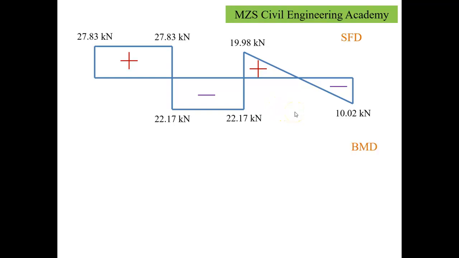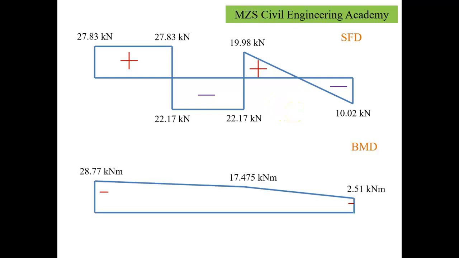Now, if you talk about the bending moment diagram, it's nothing but a variation of the moments which we have received at the ends of the beam. We received these with reference to the fixed end condition. So MAB, the moment at A, was 28.77, MBA and MBC worked out to be 17.475 in opposite direction, whereas at the point C we got 2.51 kilonewton meter as the moment.